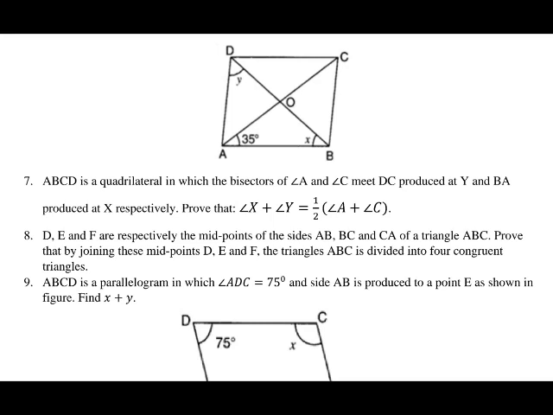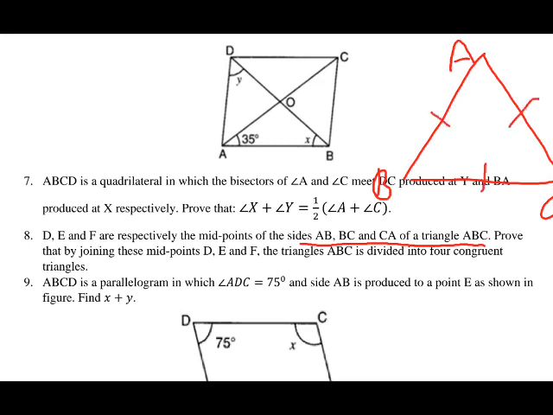They have told in the question that D, E, F are the respective midpoints of the sides AB, BC, CA of a triangle ABC. They are drawing a triangle, and they told that DEF are respectively the midpoints of the sides AB, BC, CA. So here we have D, here we have E, here we have F. Then they have told you to prove that by joining these midpoints DEF, the triangle ABC is divided into congruent triangles.